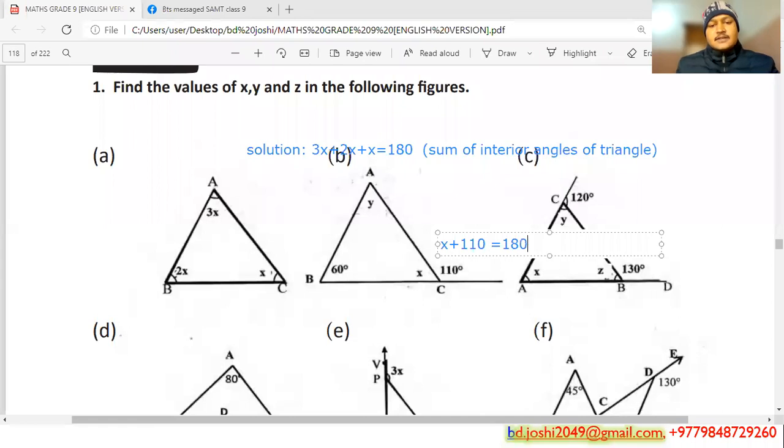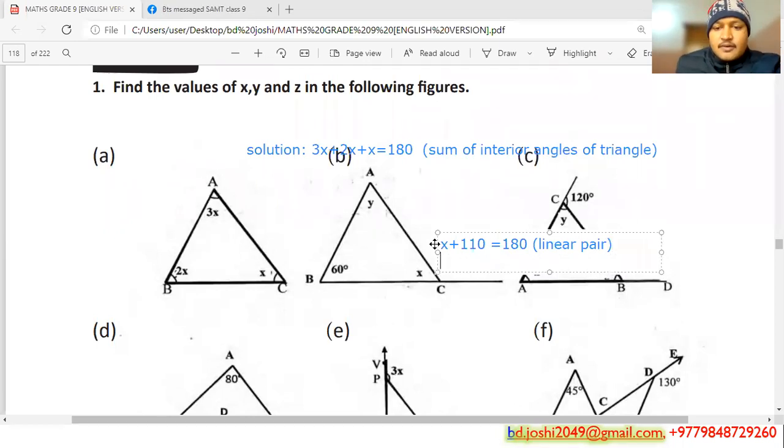No, for that you have to take the straight angle. Sum of straight angles is supplement. To say exterior angle is equal to the sum of two opposite interior angles, you have to take y plus 60 is equal to 110, isn't it? Yes, sir. So to take x plus 110 is equal to 180, the reason will be: these are a linear pair, or sum of angles on a straight line, or you can say supplementary angles. Yes, sir.